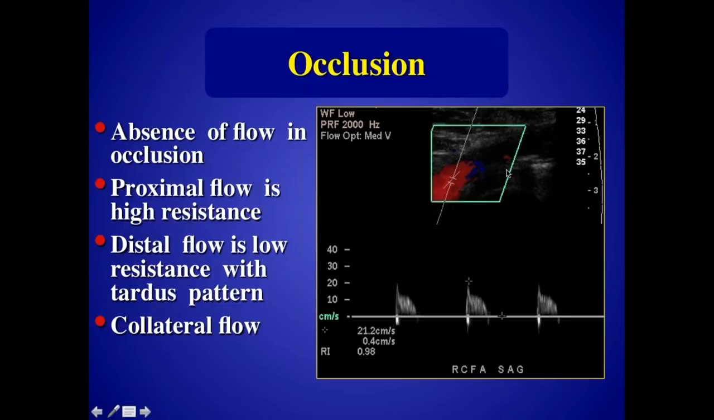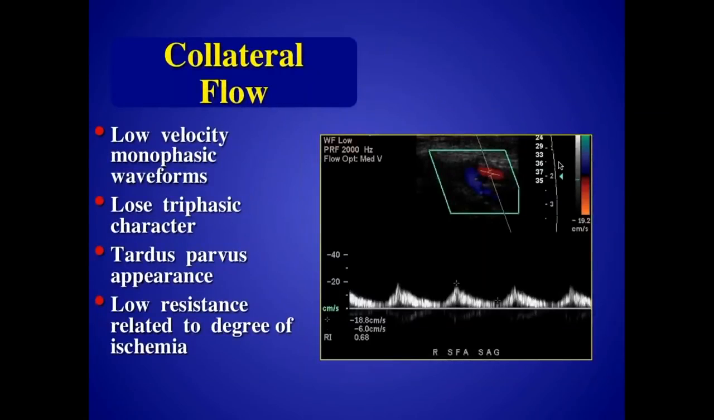So there'll be absence of flow in the occlusion. The proximal flow that we're capturing here, very high resistance, typically low velocity. And when we sample below it, if there is reconstitution, typically from collaterals, we will see a low resistance flow pattern, such as in this particular case. So here's an example of collateral flow trying to bypass an occluded segment.